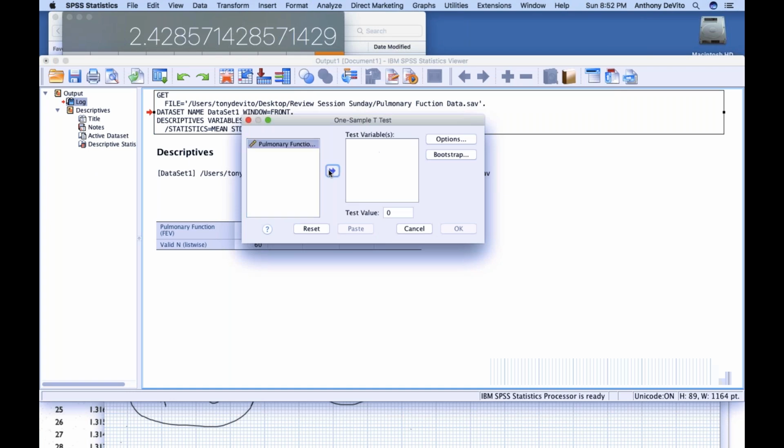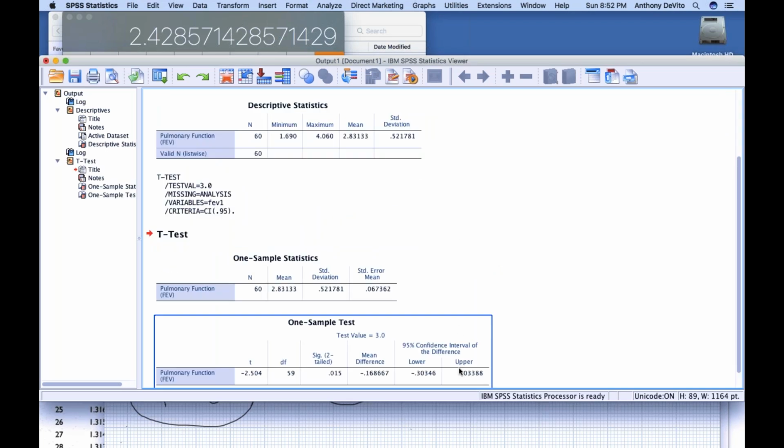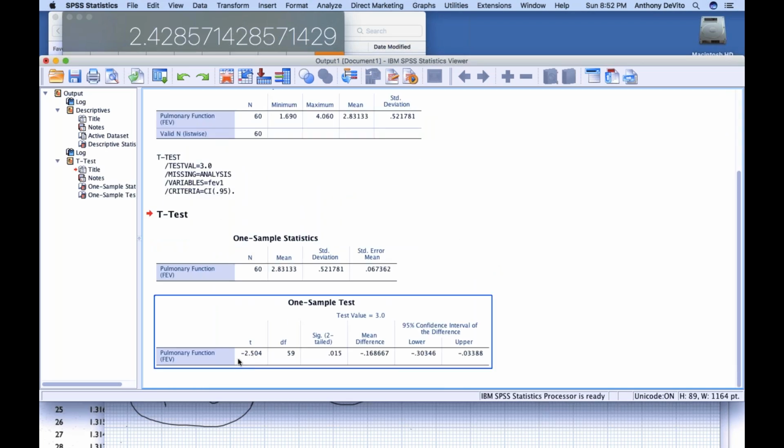We know this is a sample with all this information about the mean of the sample and standard deviation, and we're comparing it to a known value of 3.0, which is the mean for the other population, for the general population. I'm going to click OK. We'll get our output tables and see if we got the same kind of results.